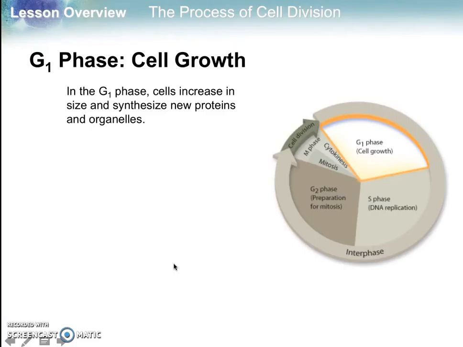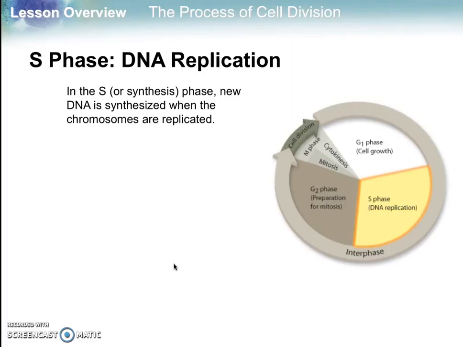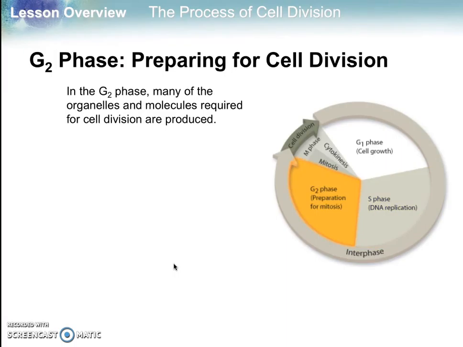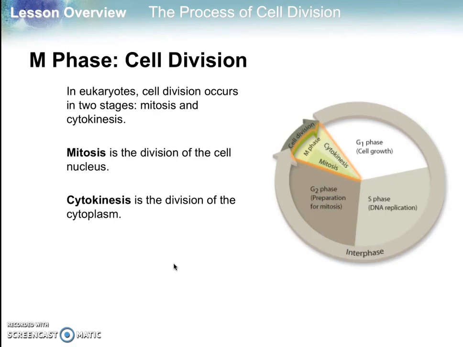In the G1 phase, cells increase in size and synthesize new proteins and organelles. So that's really our period of cell growth. The S phase, or synthesis phase, is where new DNA is synthesized when the chromosomes are replicated. So G1 is our cell growth, and S phase is our synthesis or DNA replication. The G2 phase is where we really get prepared for mitosis. Many of the organelles and molecules that are required for cell division are produced during the G2 phase. The M phase, or mitosis, is where we really get our division going on.